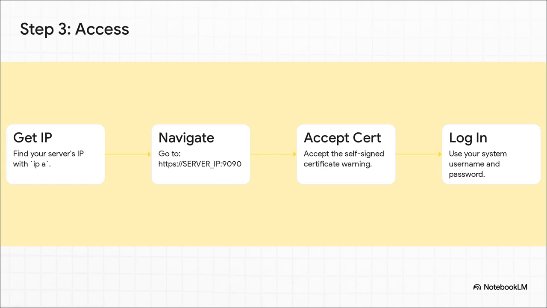All right, last step, I promise. First, find your server's IP address. The ip a command will tell you what you need. Then, just pop open a web browser and type in https:// your server's IP, a colon, and then our magic number, 9090. Now, your browser's going to throw a fit about a self-signed certificate. That's totally normal. Just click through it and then log in with the same username and password you used to SSH into the box. It's really that easy.